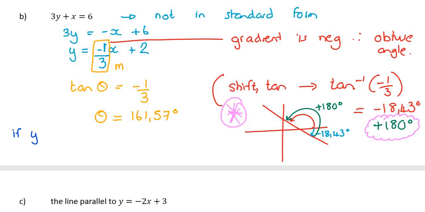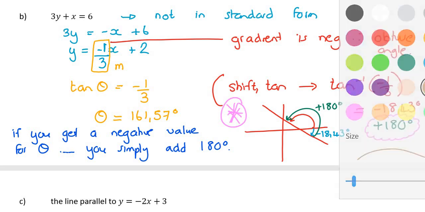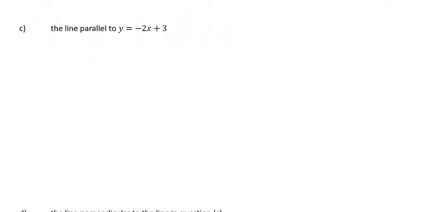So I'm going to say if you get a negative value for theta, you're not wrong. It just means you found the other solution. So you simply add 180 degrees, because that'll get you to the second solution of the equation, which is the one we want. Okay, definitely going to practice that one again. So let's have a look at the next one.